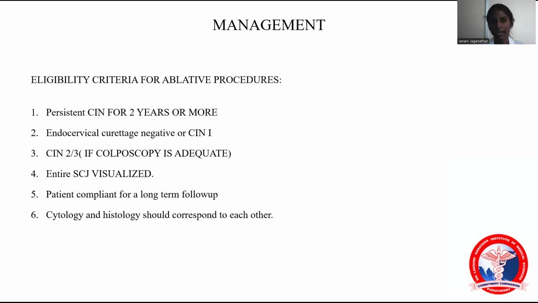Moving on to the ablative procedures and excisional procedures. The eligibility criteria for ablative procedure include persistent CIN1 for 2 years or more, endocervical curettage negative, or CIN1, CIN2 and CIN3 if colposcopy is adequate, if the transformation zone is clearly and fully visualized, the entire squamocolumnar junction is visualized, the patient is compliant for long-term follow-up, and both cytology and histology correspond to each other. These 6 eligibility criteria should be met for selection of patients for ablative procedures.